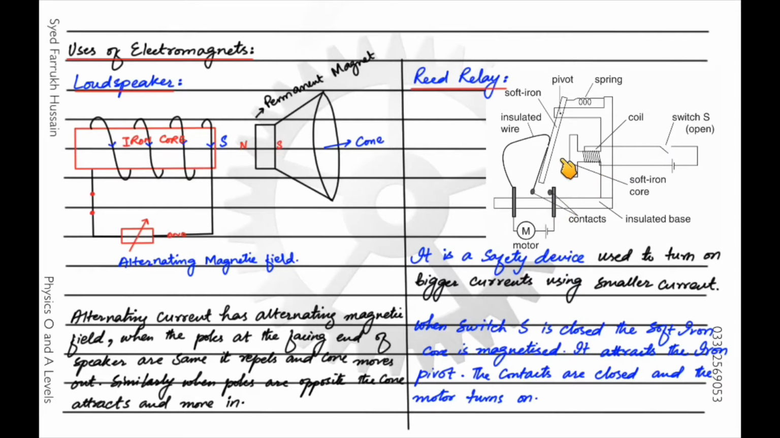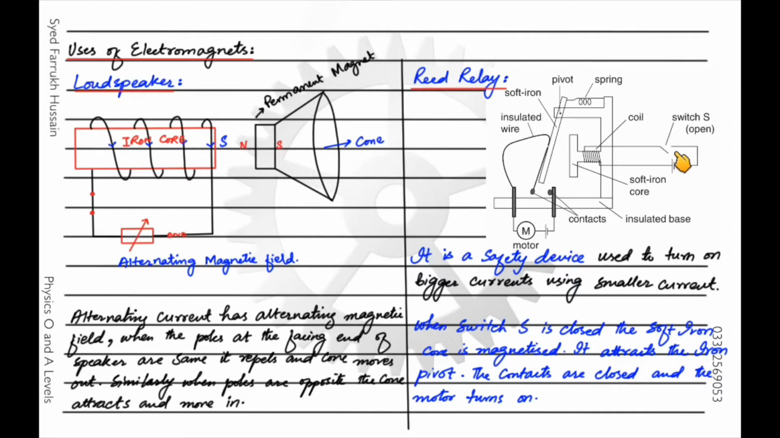So there are two switches in a relay. One is connected with the appliance you want to turn on, and the other switch is connected with the supply which has a lower current. Now if you want to turn this appliance on, you cannot turn it on by closing the switch directly. You have to switch on this lower current supply by using switch S.